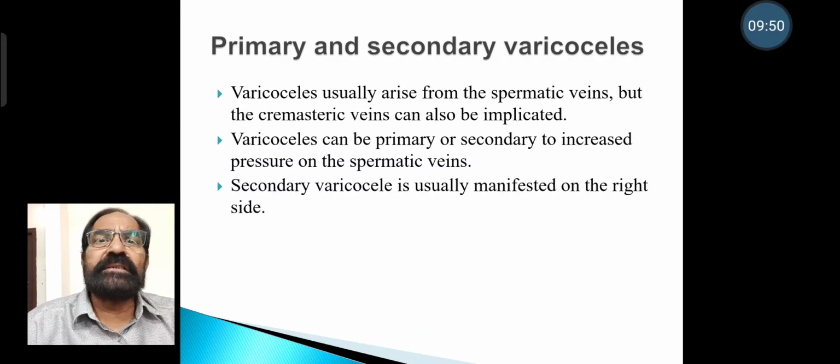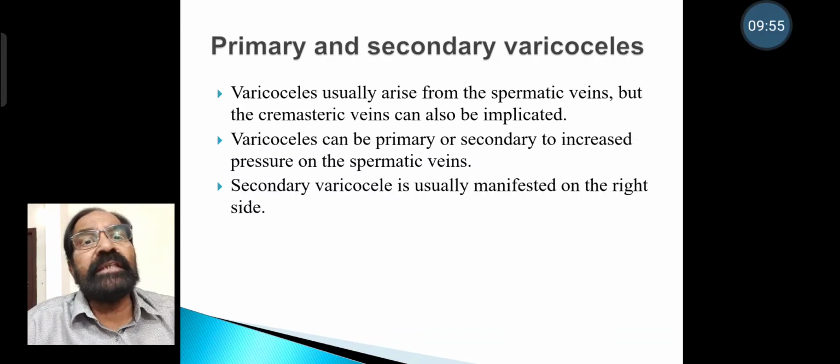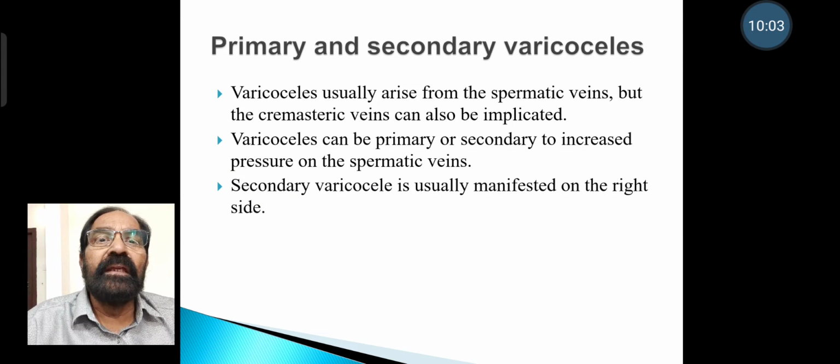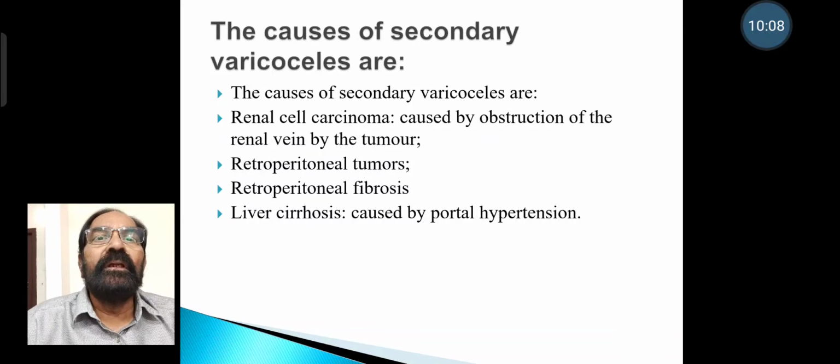Primary and secondary varicoceles. Varicoceles usually arise from the spermatic veins, but cremastic veins can also be implicated. Varicocele can be primary or secondary to increased pressure in the spermatic veins. Secondary varicocele are usually manifested on the right side. The causes of secondary varicocele include renal cell carcinoma caused by obstruction of the renal vein by a tumor, retroperitoneal tumors, retroperitoneal fibrosis, liver cirrhosis caused by portal hypertension.